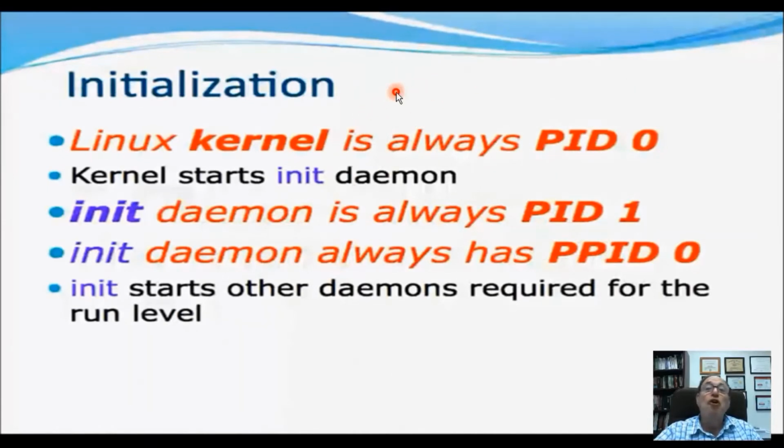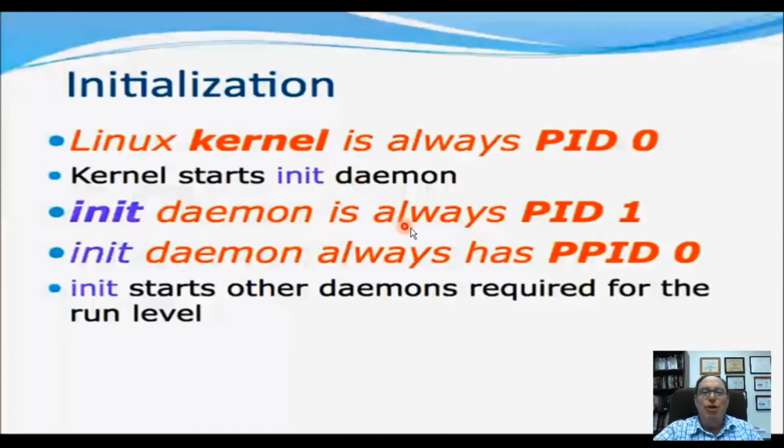Initialization. The Linux kernel, which is loaded by the Linux bootloader when you initially boot a Linux system, will always have a PID of 0. This PID of 0 is the kernel, and it's starting what they call the init, or initialization, daemon process. The Linux kernel always has a PID of 0. It is the only process that has a PID of 0, with no parent process.